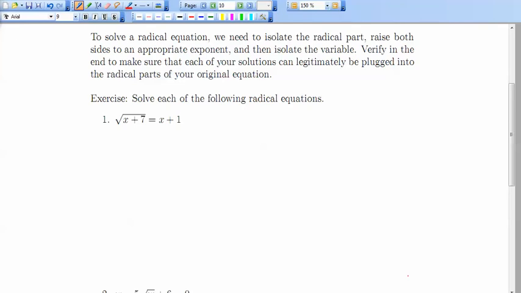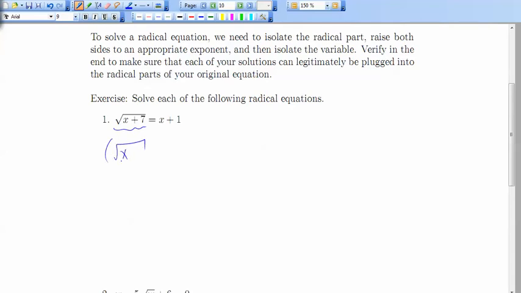Hello. In this video we're going to talk about solving radical equations, specifically square root equations. Now it shouldn't come as any surprise at all that since the square function is the inverse of the square root function, at some point we're going to square both sides. The perfect time to square both sides is when you've isolated the square root part, like we have in question 1 here. So let's square both sides right away.